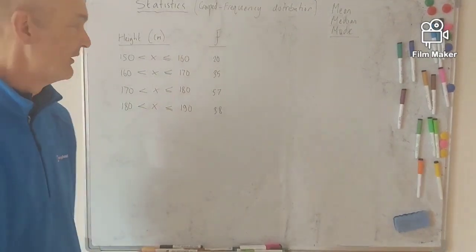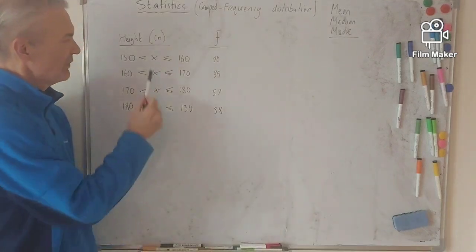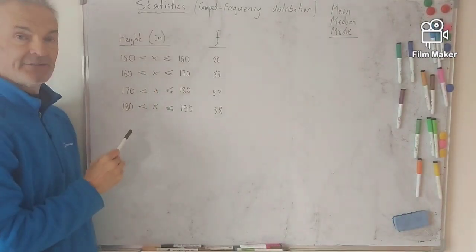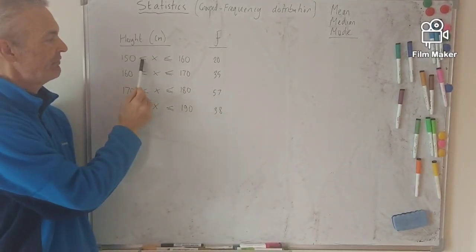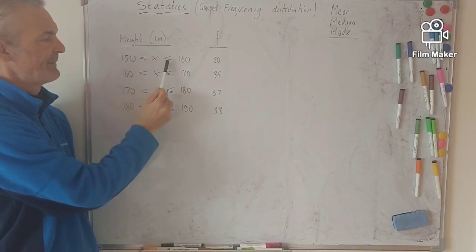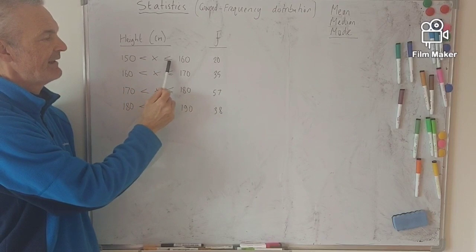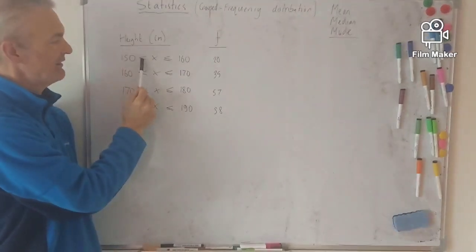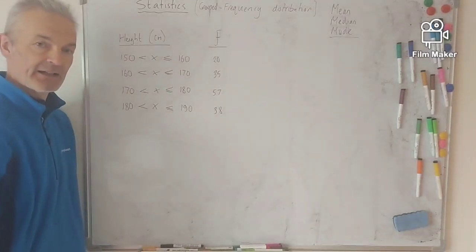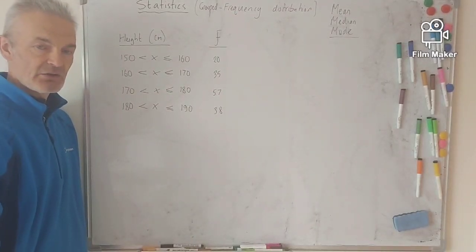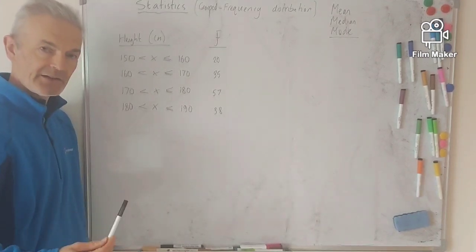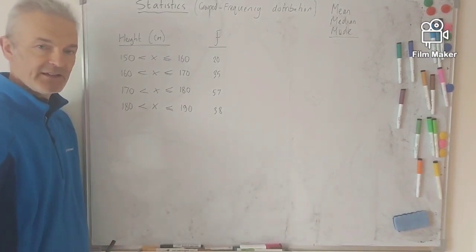like this. So notice that we've got X is the data. So X, the height of a person, is greater than 150 and less than or equal to 160. So notice the use of the inequalities here. They are used to make sure that there is no problem in deciding where an item of data goes.